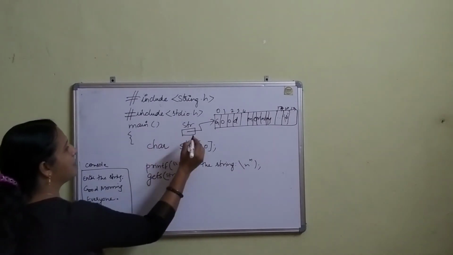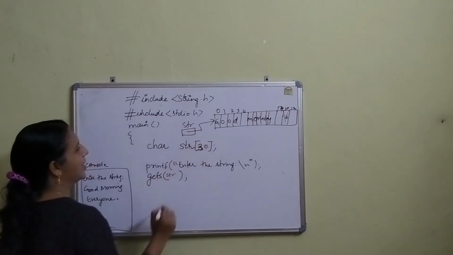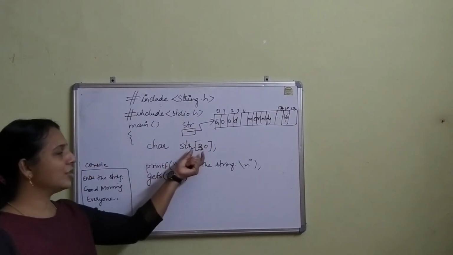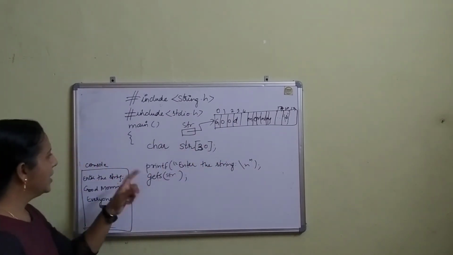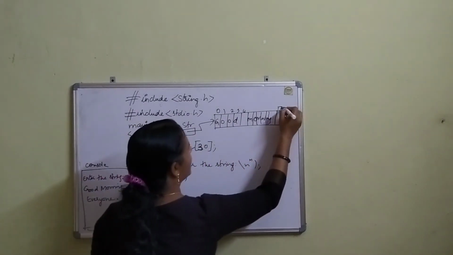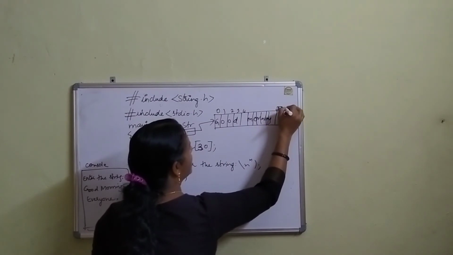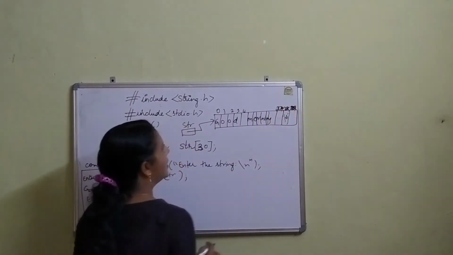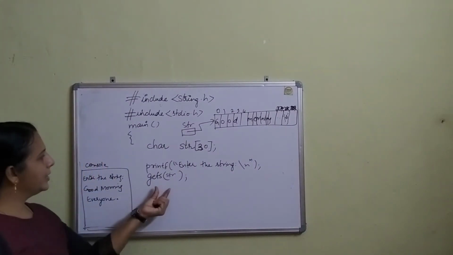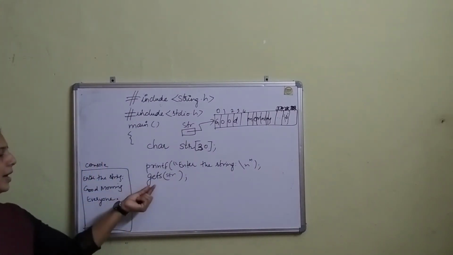So suppose, let me resize our character array. The size of the character array is 30. Now it will hold that. So the indices here will be 27, 28, 29. Okay, so this is what happens up to here.